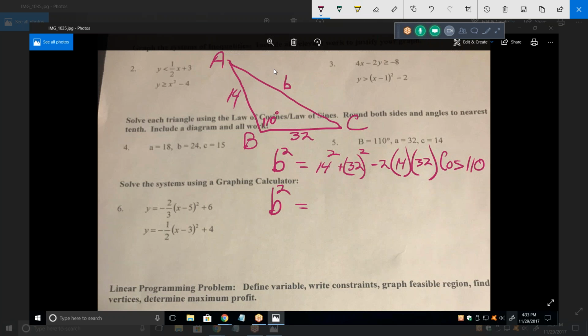So b squared equals 1,220. Is that the sum of them or each? That's the sum, both of them. 1,220, and then 800 minus 896, and then cosine 110. Well, what's that number? What do you get? What's your calculator say? Do you just put that into the calculator like that? Cosine of 110.